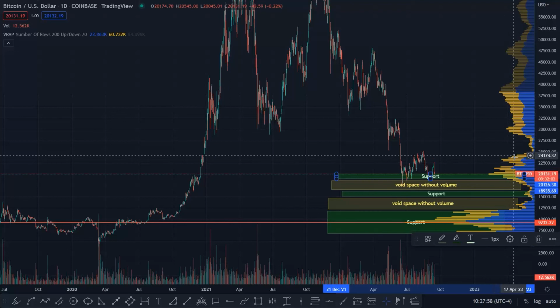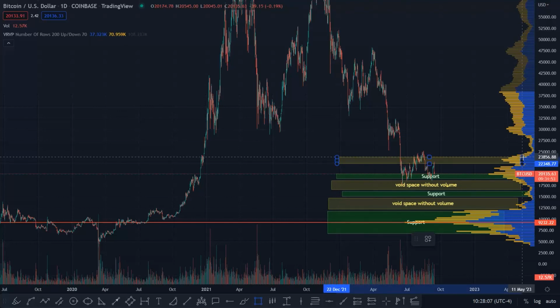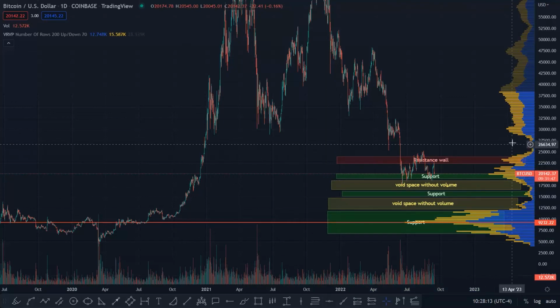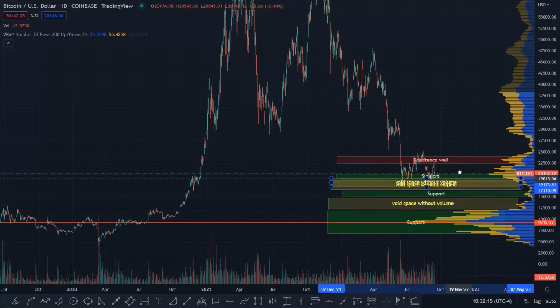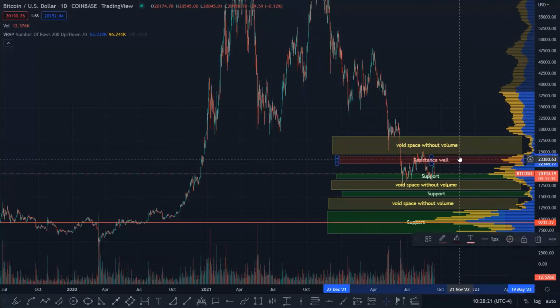Again, this area here, as you can see, acts as a resistance. Why? Because it's above the current price. So we have volume here, it's above the current price. It acts as a resistance wall for me, yeah? Again, we don't have anything here, so this will be a void space for me from here to here. No volume here. Okay, again, we have a resistance wall here. Why? Because we have volume here.